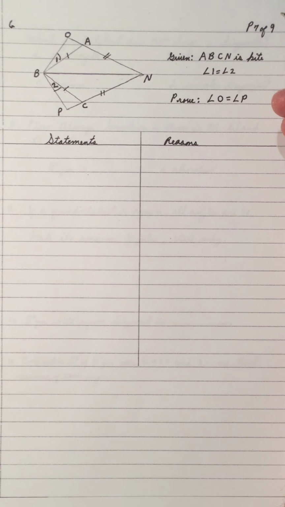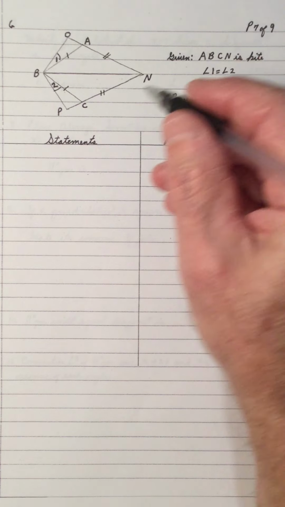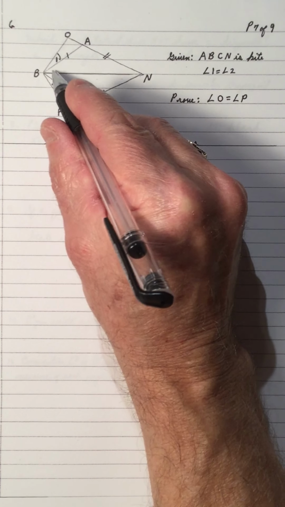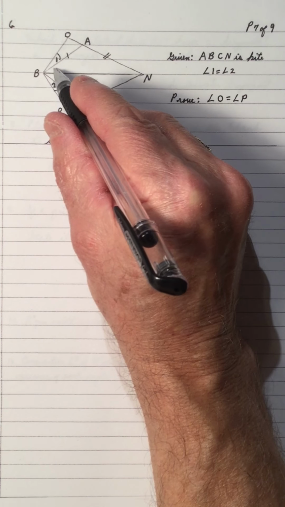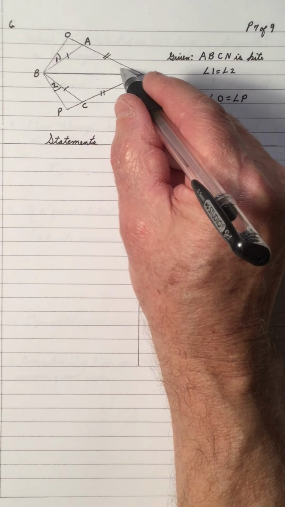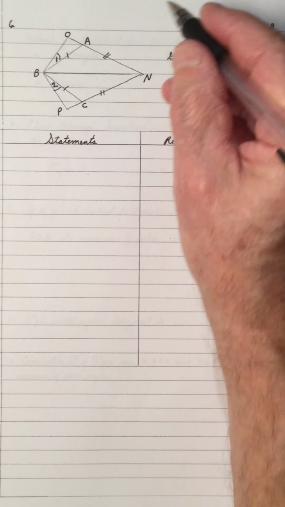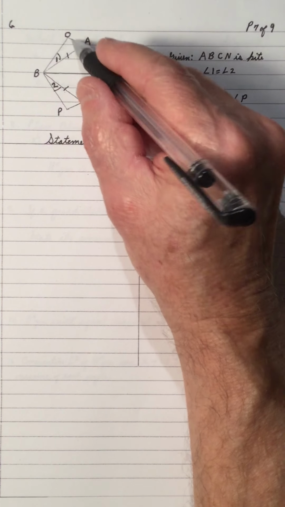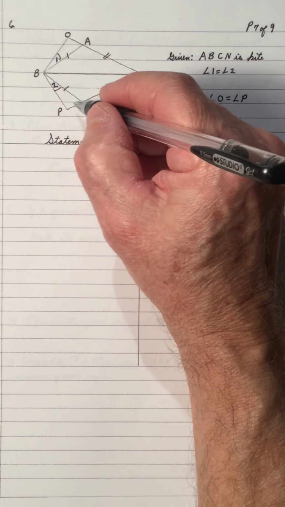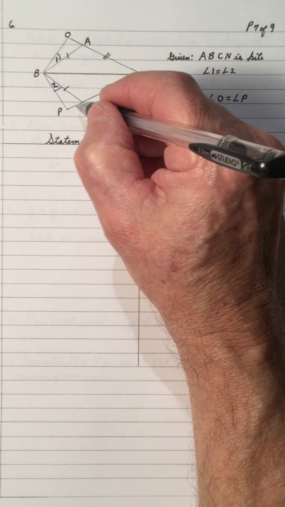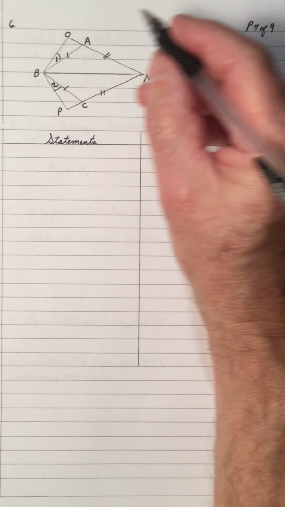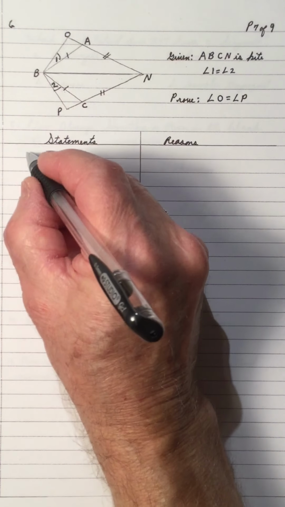And let's see what happened. What else do we have in a kite? Okay, here we go. And the kite bisects the angles. So this angle right here is equal to this one, and this angle is equal to this one. And what else do we need? We have to get into this triangle right here, OAB and PCB. So we have these sides equal. So here we go.